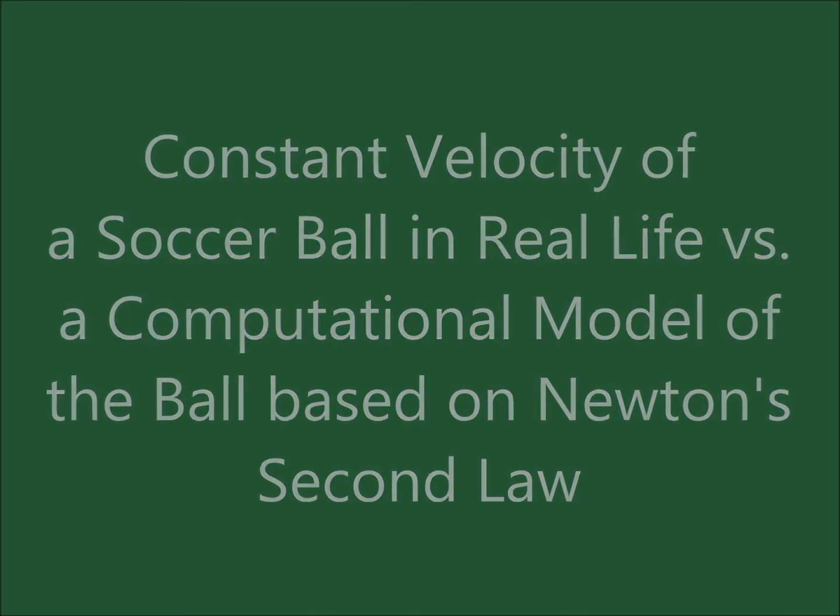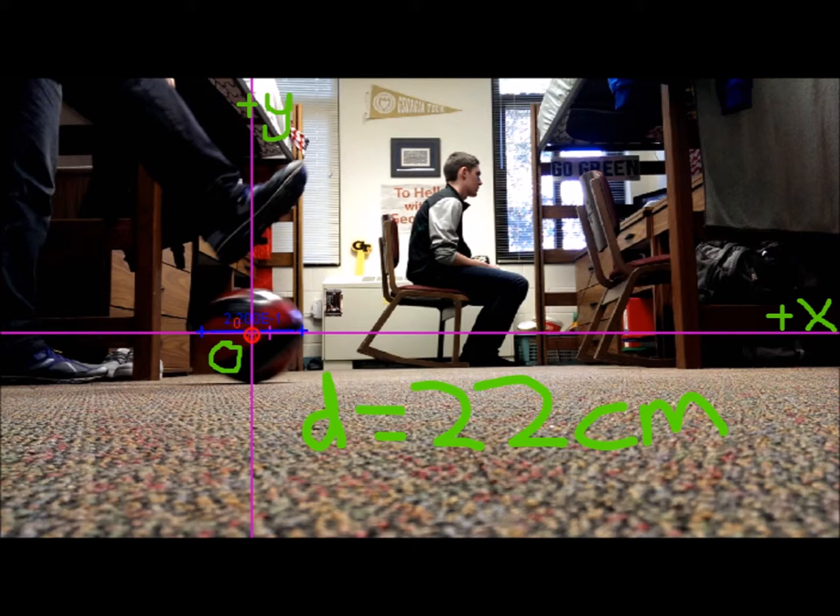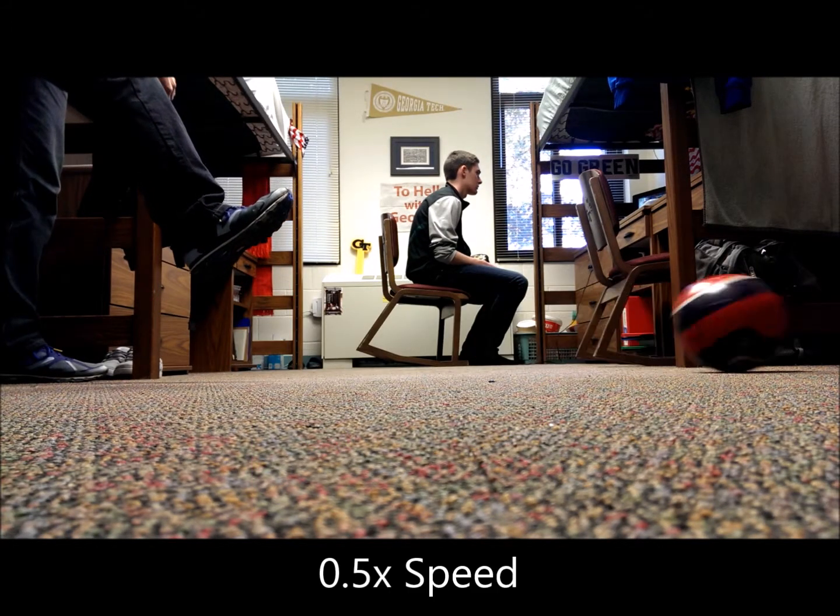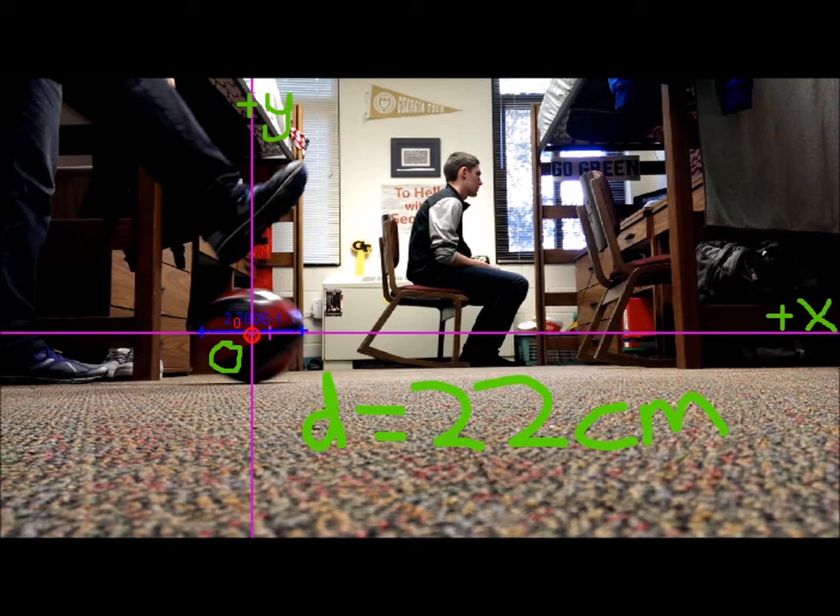this physical law. The object used in this experiment is a size 5 soccer ball that is rolling across the floor in my dorm. The ball is centered at the origin based on my Tracker representation and moves in the positive x direction as indicated. Tracker is calibrated based on the diameter of the soccer ball being 0.22 meters.